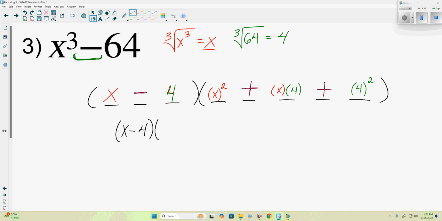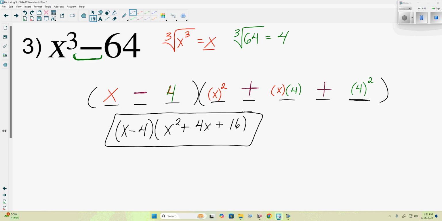So the first thing we're going to simplify is our x to the power of 2, x squared as well. X squared. X times x, x squared. In the middle, we have x times 4, which is 4x. Plus, last one's 4 squared is 16. X minus 4 times x squared plus 4x plus 16. That's it.